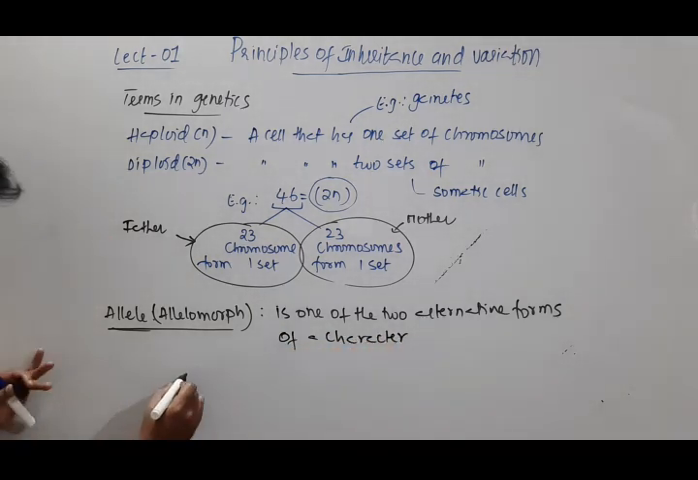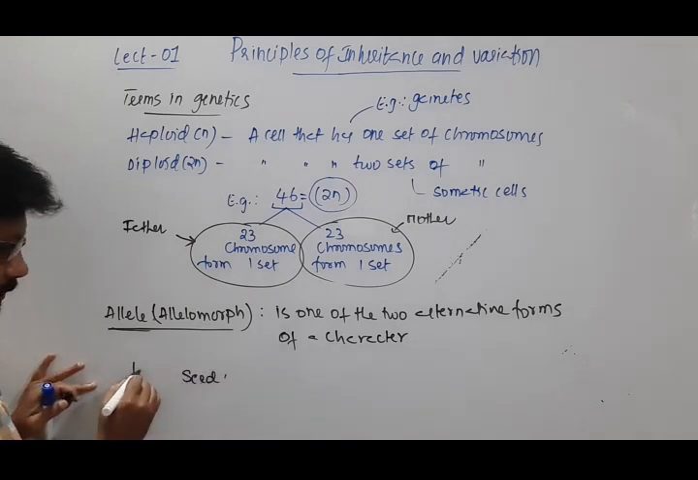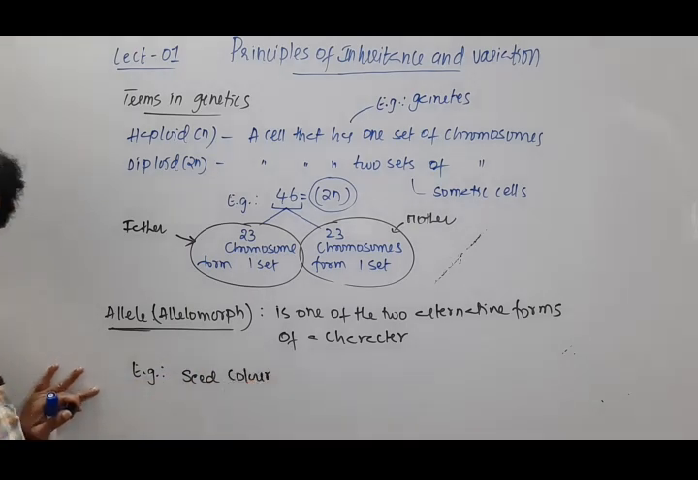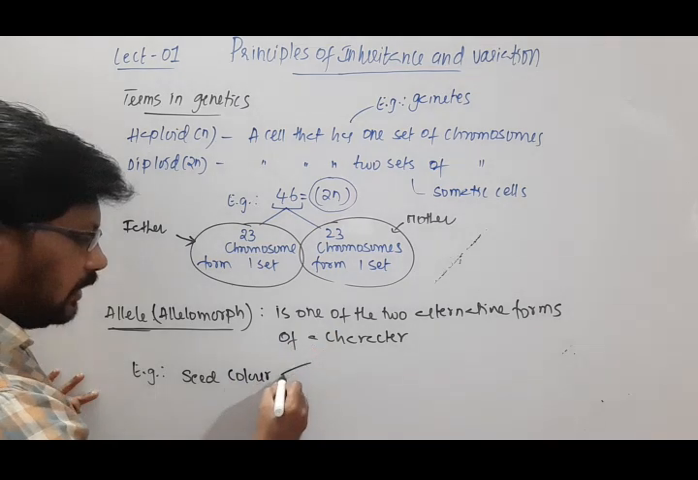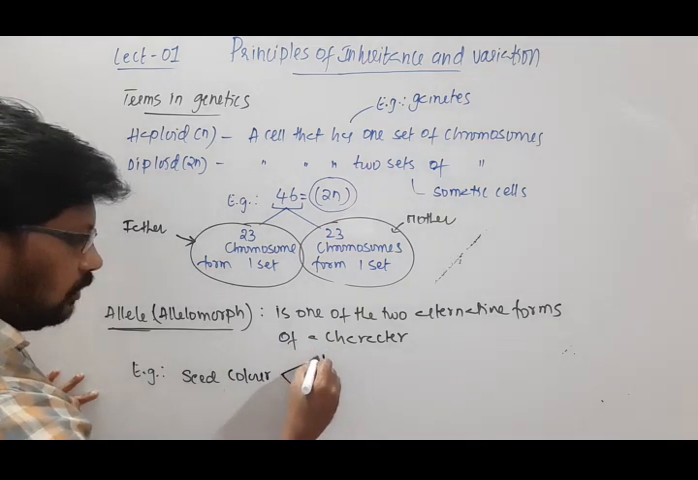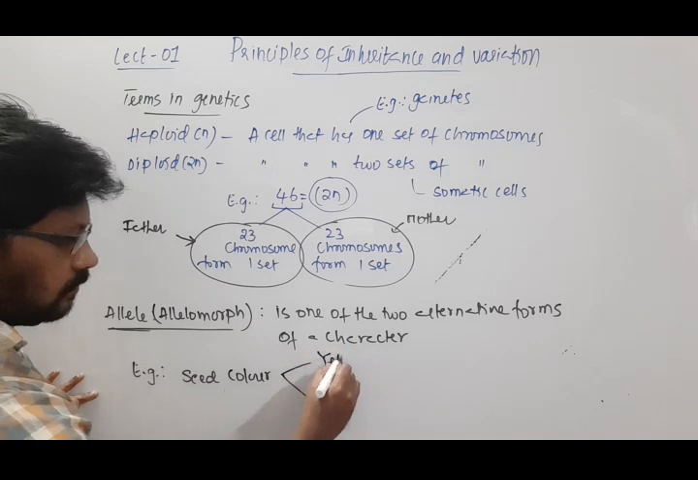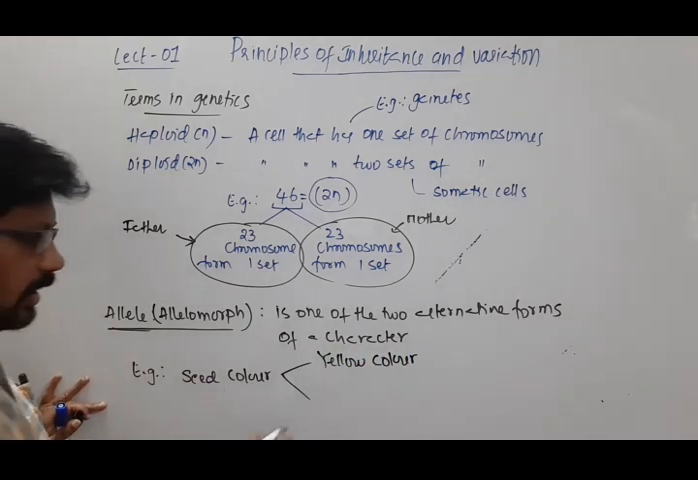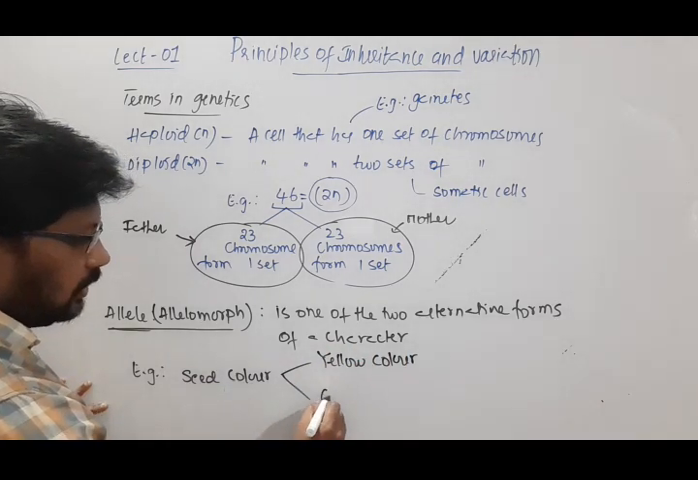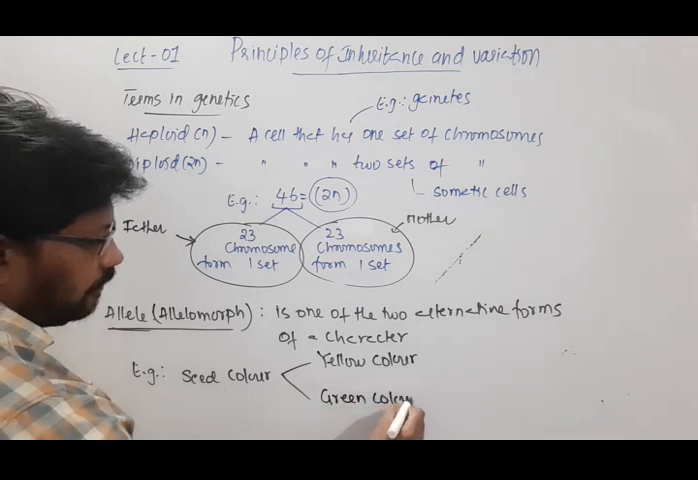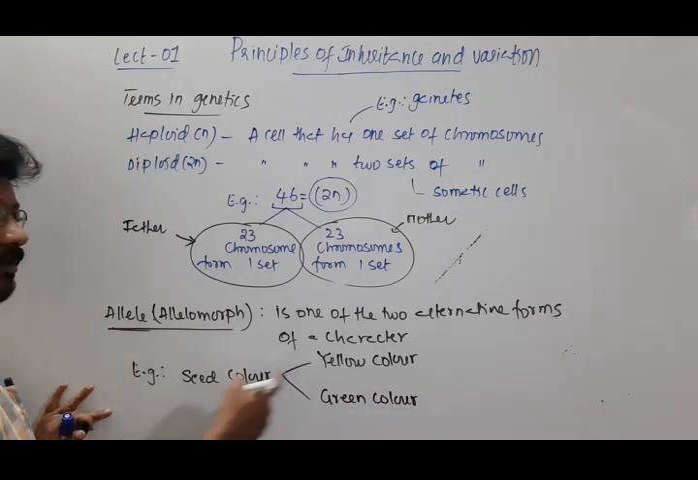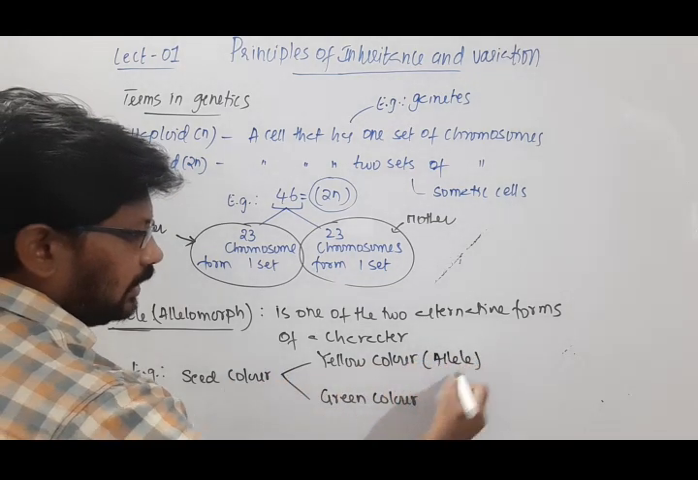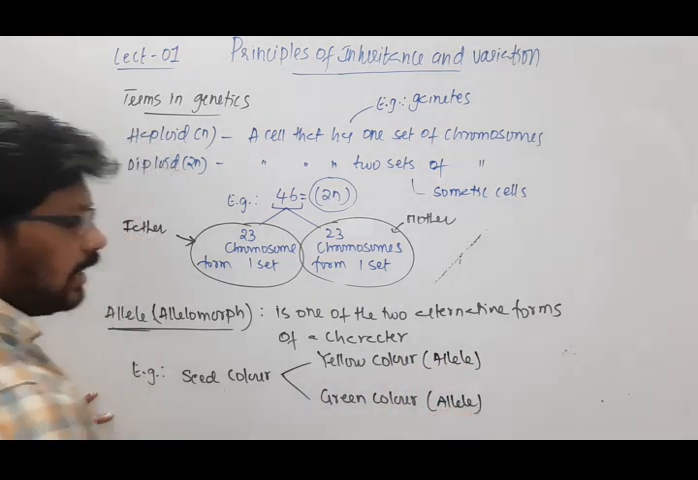Like for example, if I take seed color, in the case of seed color, we find, say, yellow color, so some seeds which are yellow in color, and some seeds which are green in color. So seed color may be yellow and green. This yellow is one allele and this is another allele.